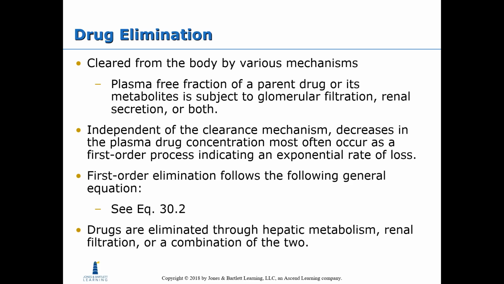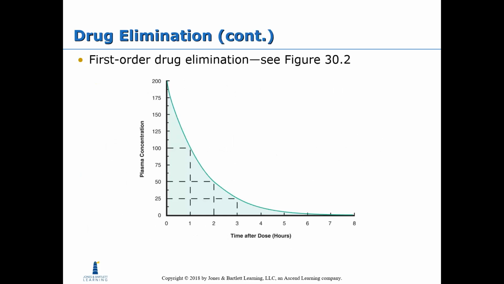First-order elimination follows the following general equation, which you can see as equation 30.2 in the textbook. Drugs are eliminated through hepatic metabolism, renal filtration, or a combination of the two. So for first-order drug elimination, you can see the plasma concentration on the left, and as time goes on, the plasma concentration is going to decrease.